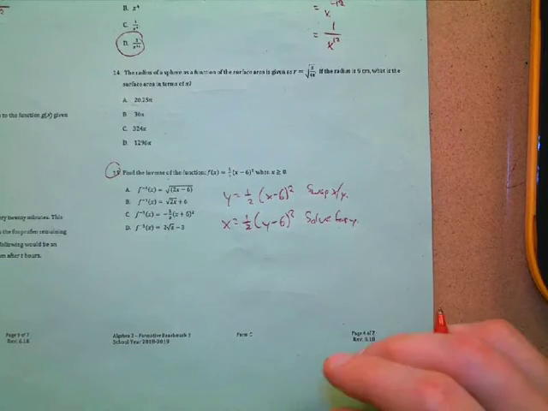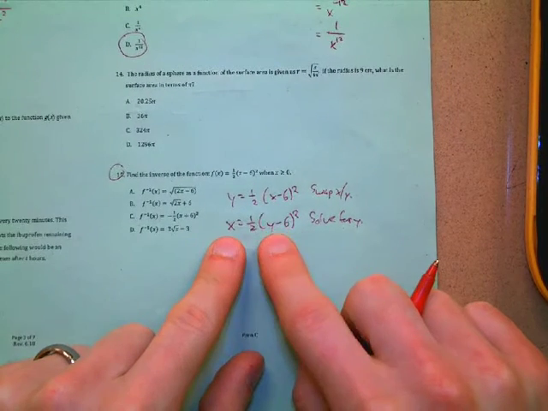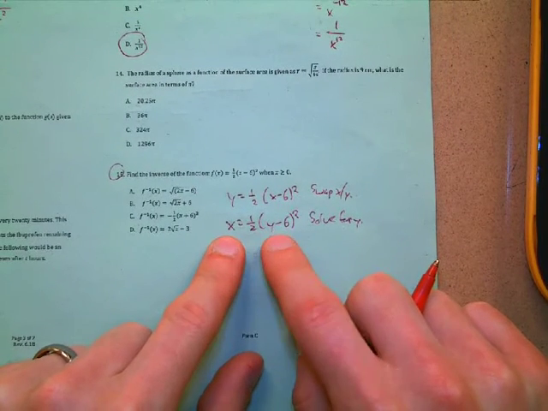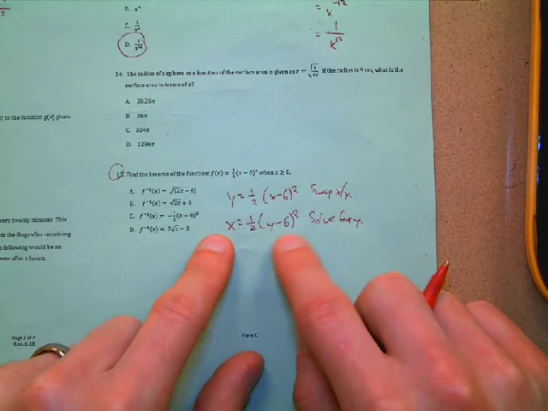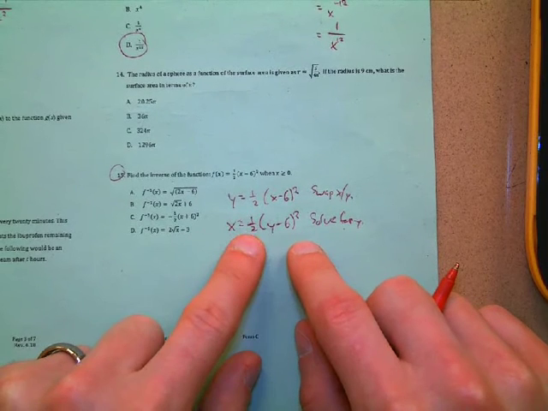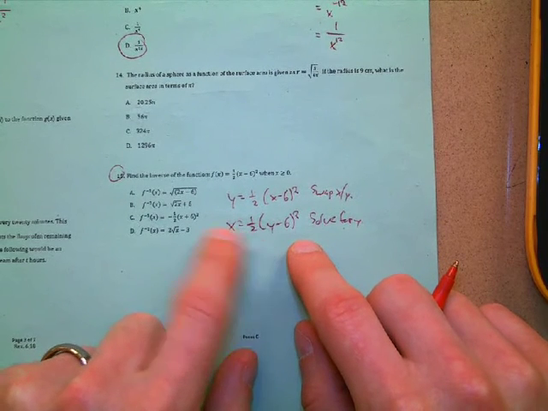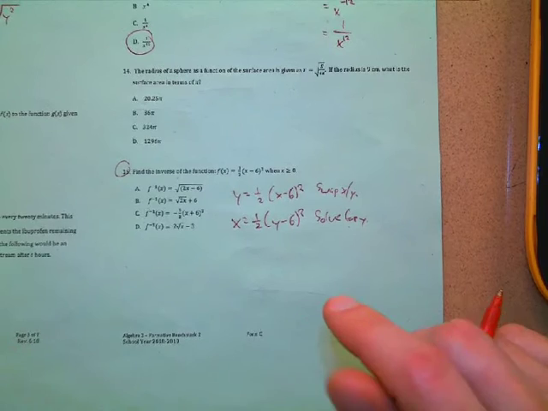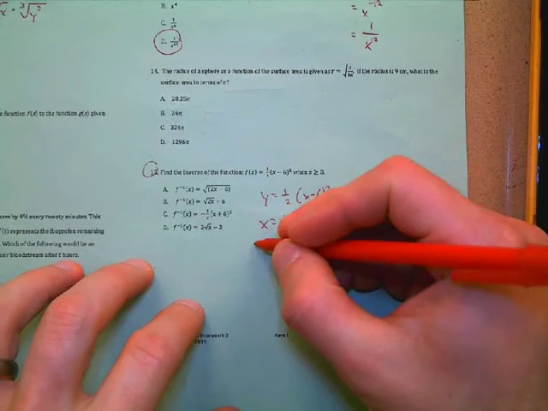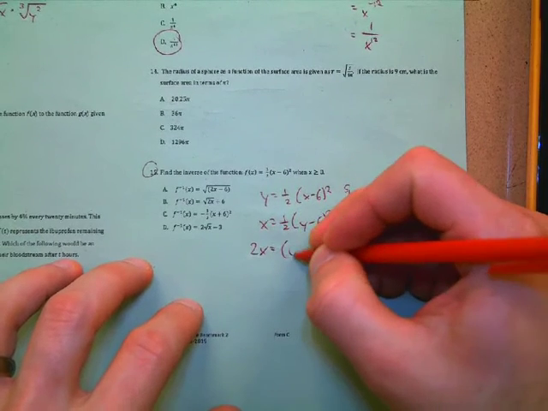Okay, so we need to get the y by itself. So what's with the y that we need to get rid of there? First thing we're going to get rid of is the 1/2. And how to get rid of 1/2? You could divide both sides by half, or we can multiply both sides by what? 2. So I'm going to say that's 2x equals y minus 6 squared, like that.